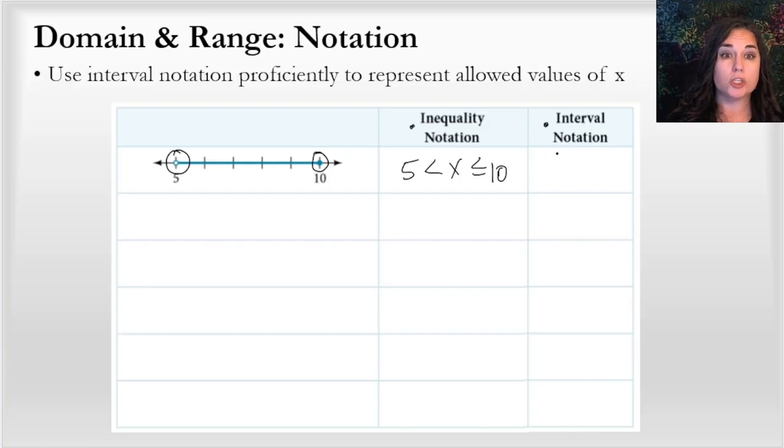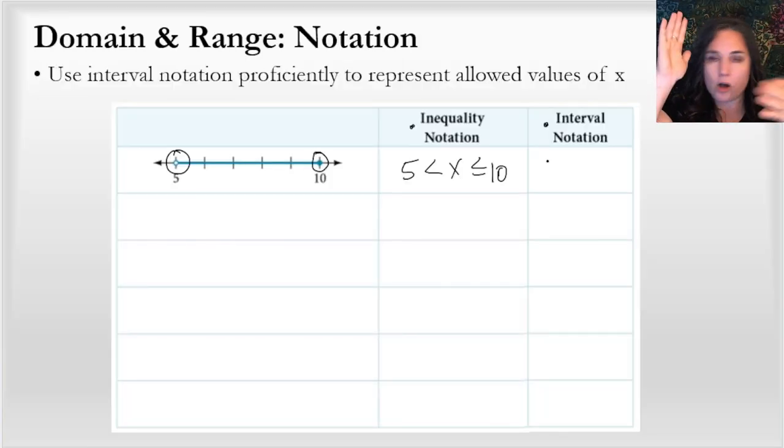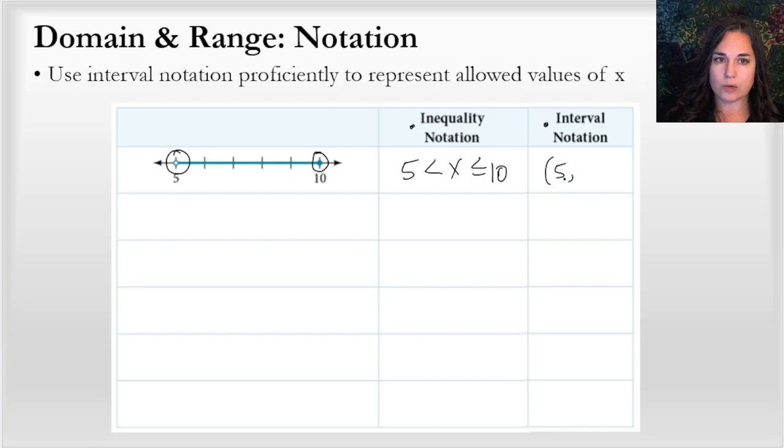What does this look like in interval notation? Well, remember interval notation, it looks like 2 points. But what happens is that on the end we have brackets, and we have parentheses. And a parenthesis means that it can't equal that value, so it can't equal 5.